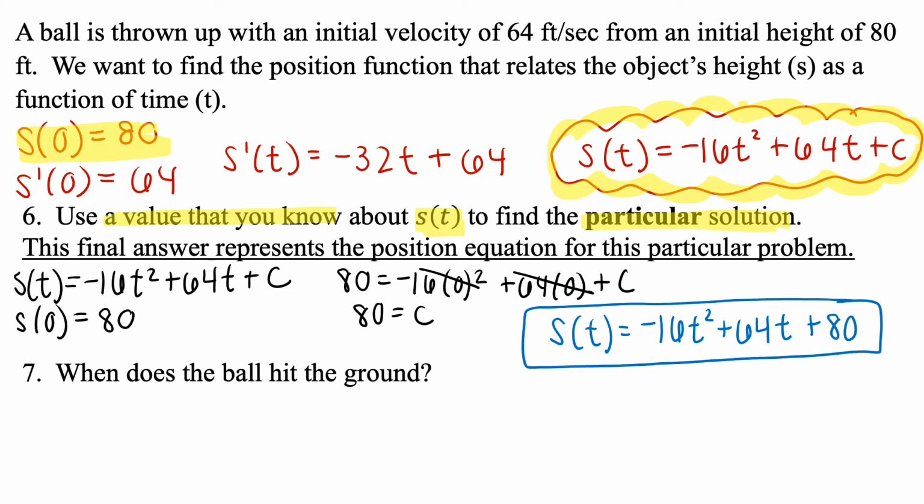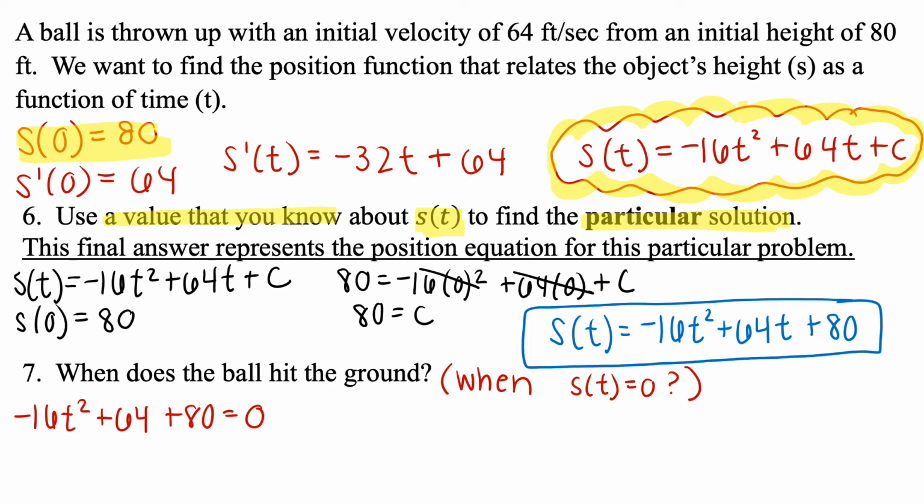And now we can use all of that to actually answer a question about the ball's position. So for number 7, this says, when does the ball hit the ground? Which really means, when does our position, s of t, equal 0? So let's set our position function equal to 0: negative 16t squared plus 64t plus 80 equals 0. Let's go ahead and factor out a negative 16.